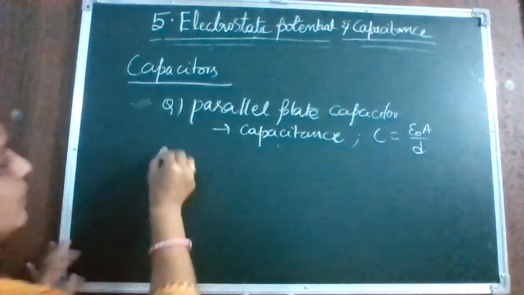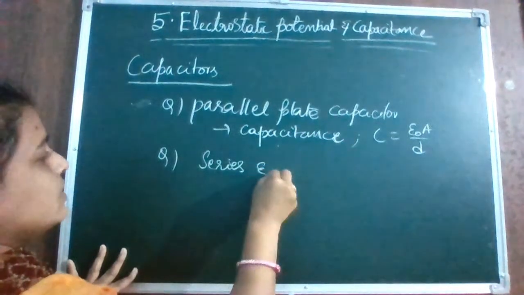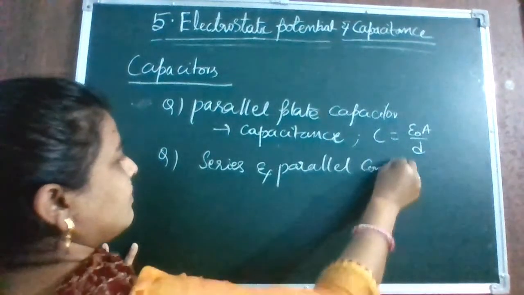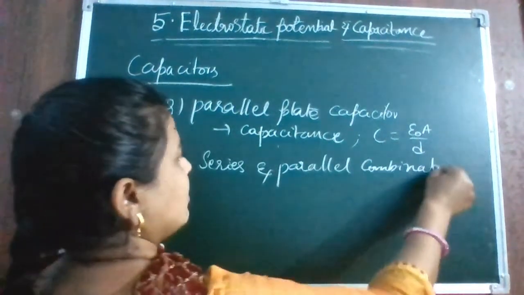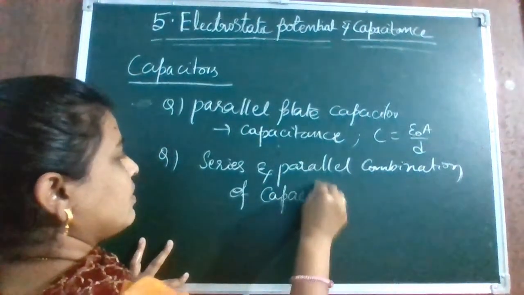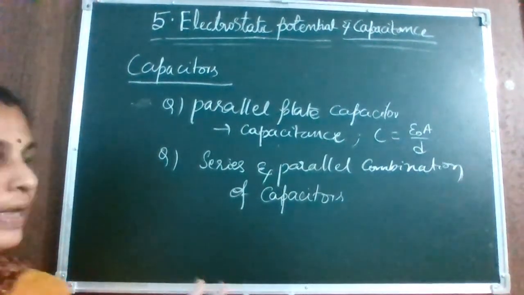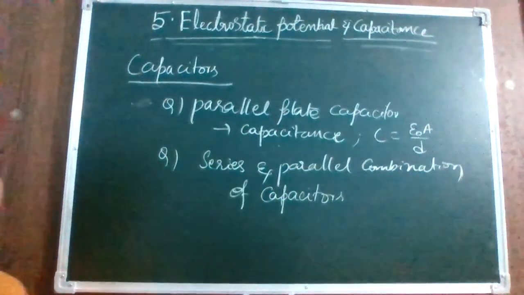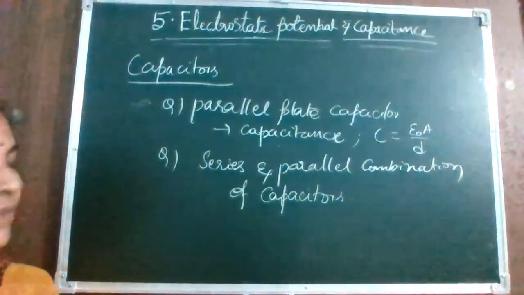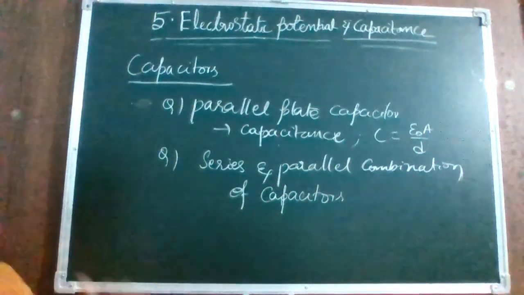And relating to capacitors, we have another question: series and parallel combination of capacitors. In this question also, we have to draw diagrams related to the series connection and the parallel connection of the capacitors. We have to draw the diagram carefully along with the arrow marks. Our diagram is much suited for these two questions.